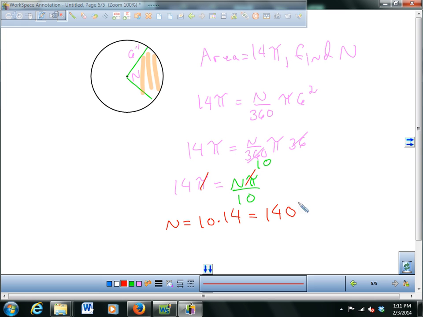Degrees. n is the angle, right? So 140 degrees. Because I multiply both sides by 10 to get rid of that. So that's about it. That's all you have to know for this stuff.